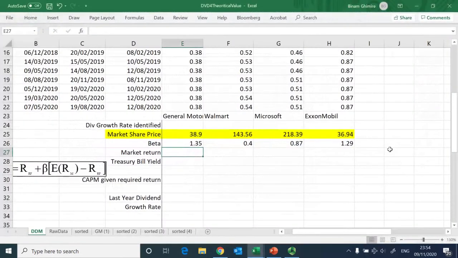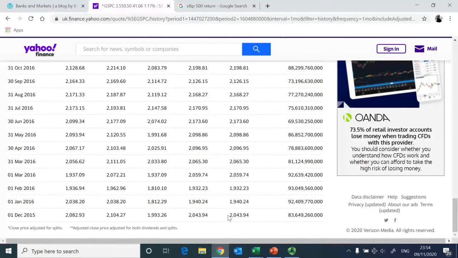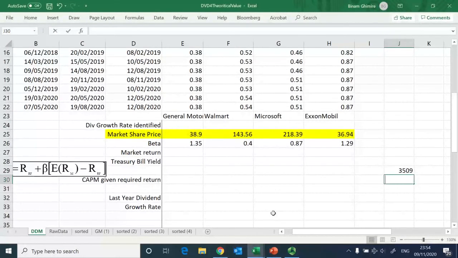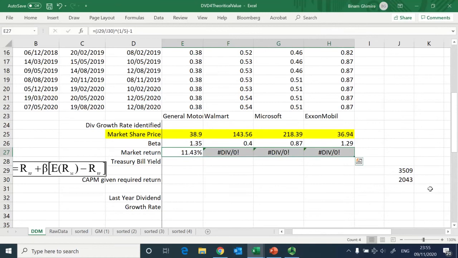So it was 3,509 now, and 2,043 at the start. This then basically means the market return will be equal to 3,509 divided by 2,043, to the power of 1/5, because it is 5-year data, take away 1, so that is giving me 11.43, and that's what I can copy across, and that's what I have just done.